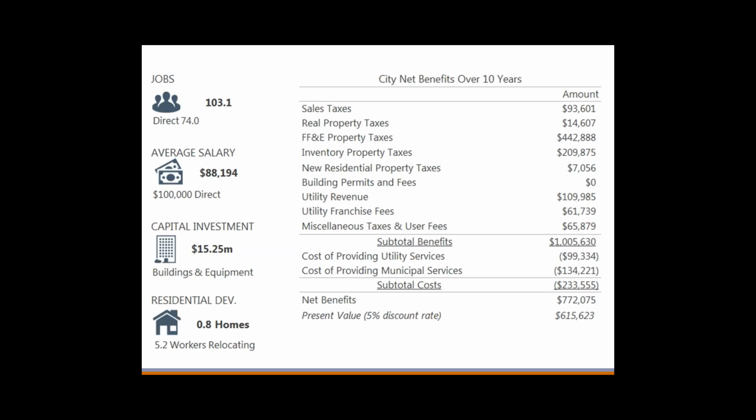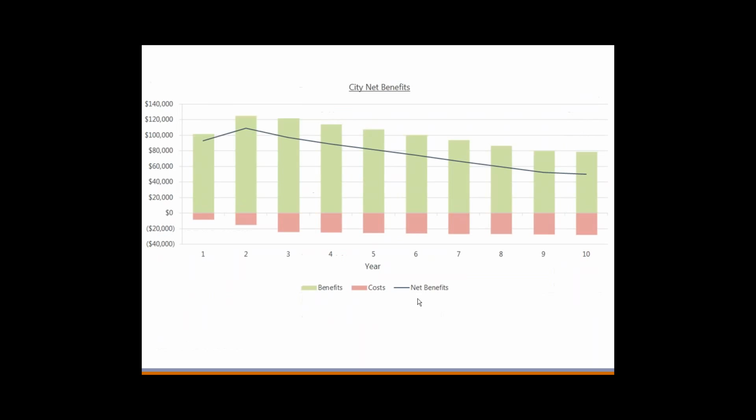Taking that project Beta and looking at it here, to remind everybody of this dashboard view for the impact for the city, we had about 103 total jobs created, and a small amount of residential development expected. Overall, we're looking at a net benefit of about $772,000 over the 10-year period. We can look at that over a 10-year horizon.